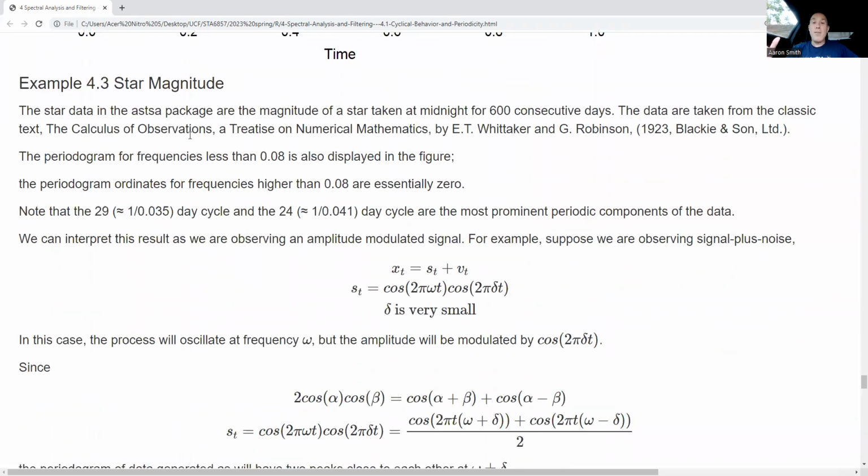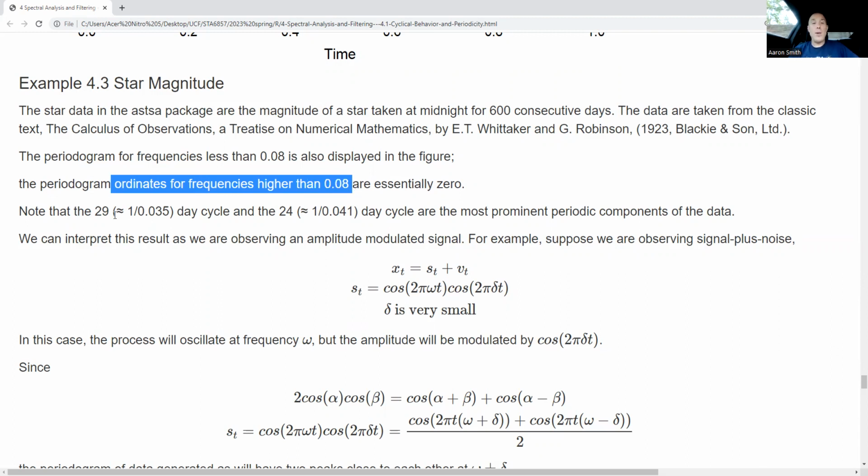All right, now for the last example we're going to talk about, we're going to look at star magnitudes. The star data set from the ASTSA package has the magnitude of stars taken at midnight over 600 consecutive days. The data was taken from the classic text, The Calculus of Observations, a treatise on numerical mathematics. The periodogram for frequencies less than 0.08 is also displayed in the figure, and we'll note that the periodogram ordinates for frequencies higher than 0.08 are essentially equal to 0.